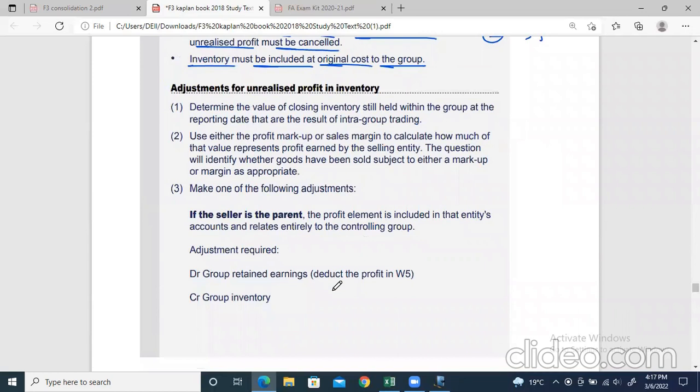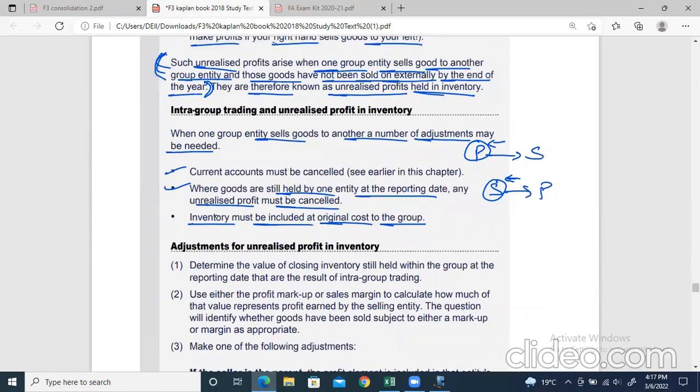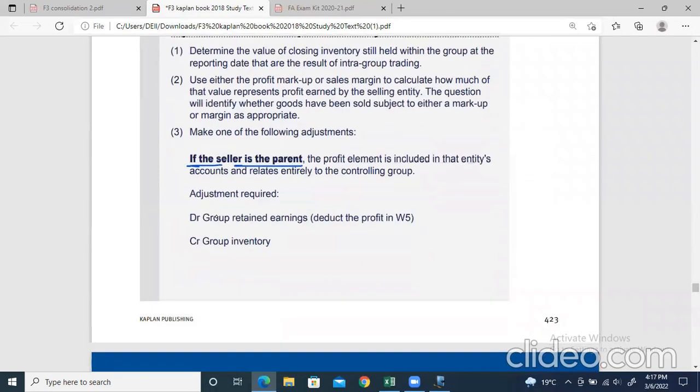This is much longer steps. That's why I was avoiding this, just to tell you the simple treatment that I wrote in the notes, right? So if the seller is parent, let's read this one. This one is important. If the seller is the parent, so in this case, this first one, if parent is selling to subsidiary, what is the double entry we do? Debit group retained earnings, credit group inventory, right? I will explain this in future as well.